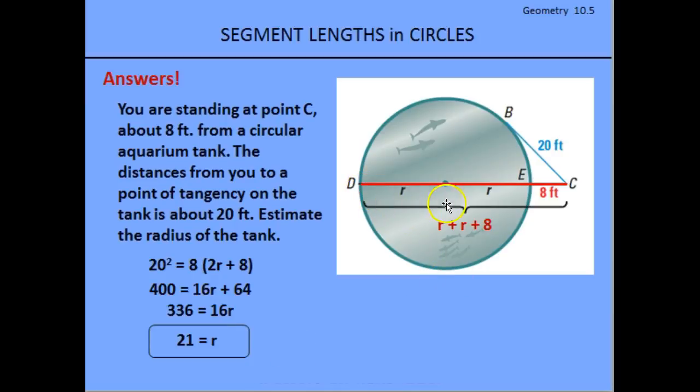All right, if this needs to be R and 8, then we end up with 2R plus 8 being this whole distance. So we know that 20 squared has to equal 8 times R plus 8, or 2R plus 8. And that's what we have right down here. So if we do the math, we should end up with R equaling 21. So the radius of this tank is 21, whoa, what did I miss? Feet. You gotta add the feet. You gotta have the dimensions on there if it's a word problem. There you go, 21 feet.